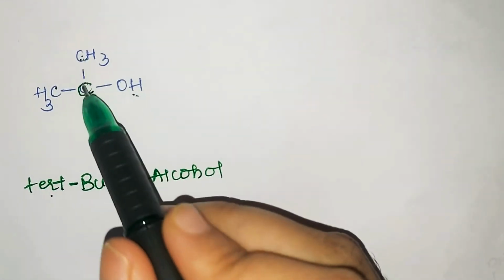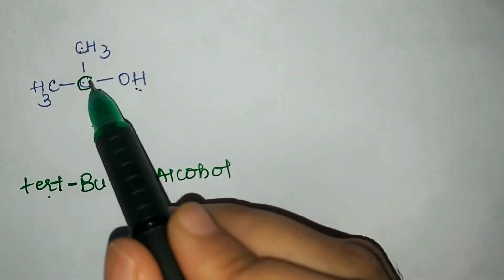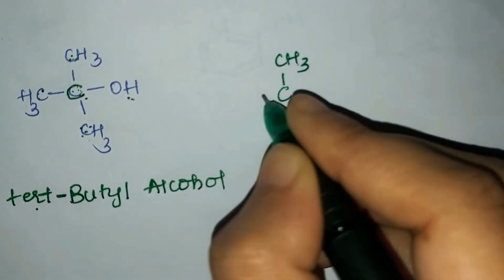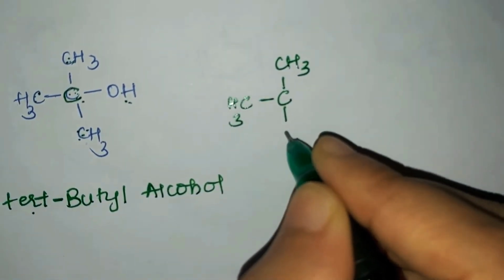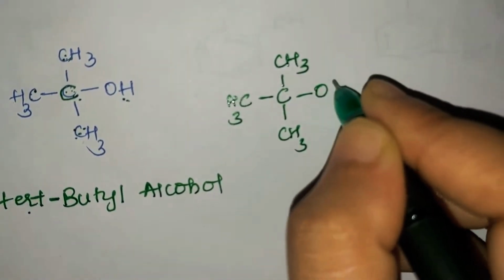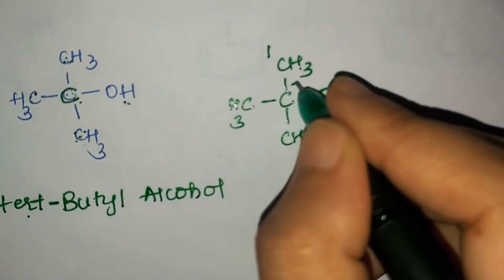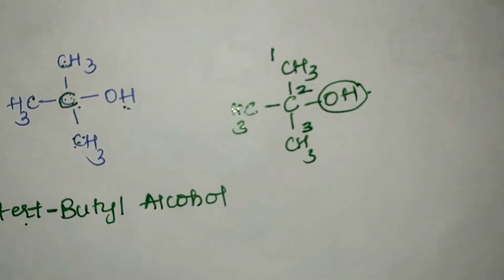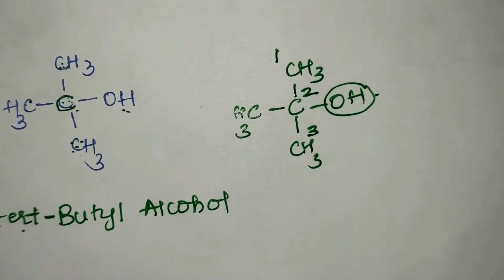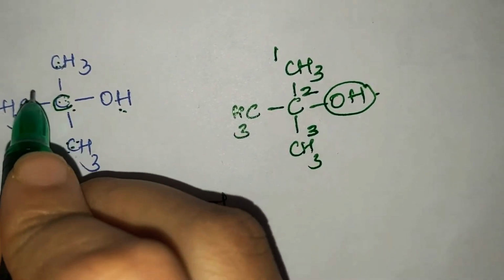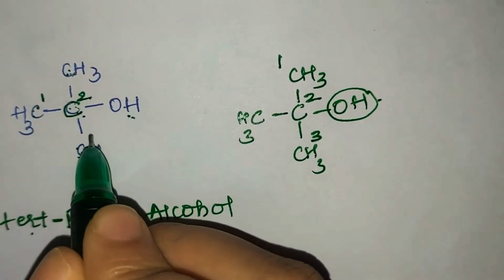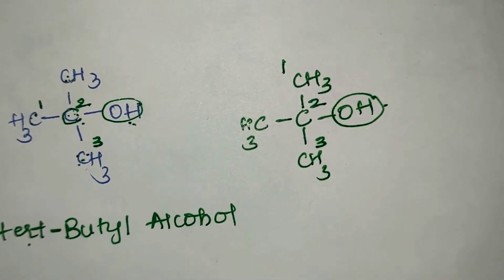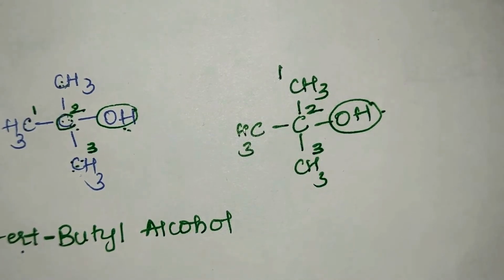Now to write the IUPAC name, select the longest possible chain. Here you can select it in two ways. I'll write the structure once more so that I can show you the two possible chains which are one and the same. So here number it as 1, 2 and 3. On the second carbon atom you are having a functional group and a substituent methyl. So we'll number it in another way. You can consider 1, 2, 3. Here also your second carbon atom is having a functional group as well as a methyl substituent. So both the numberings are one and the same.